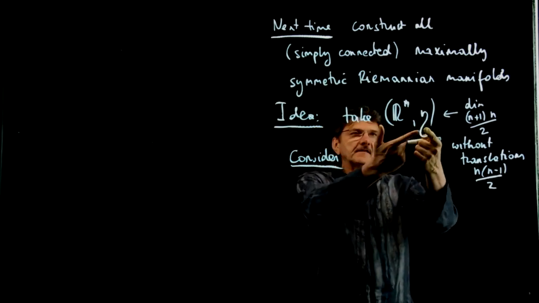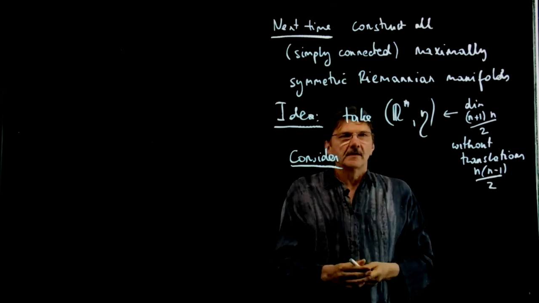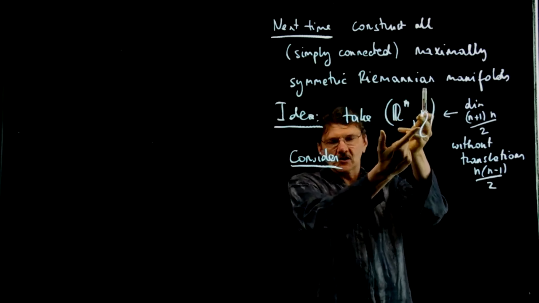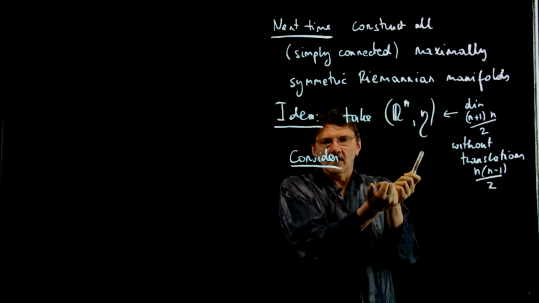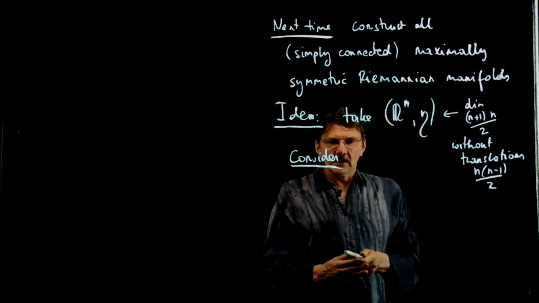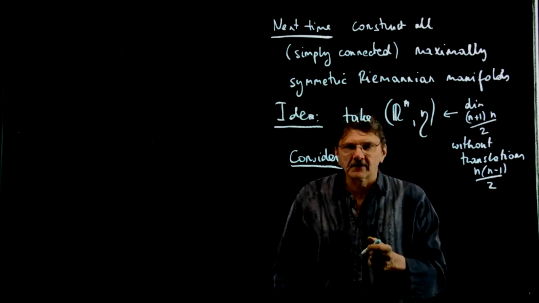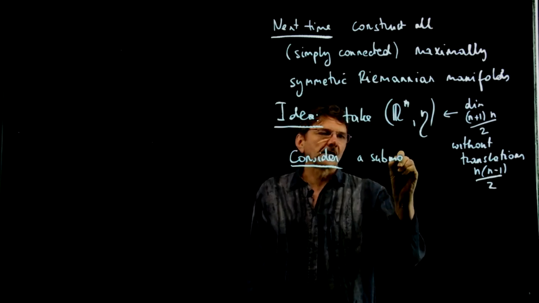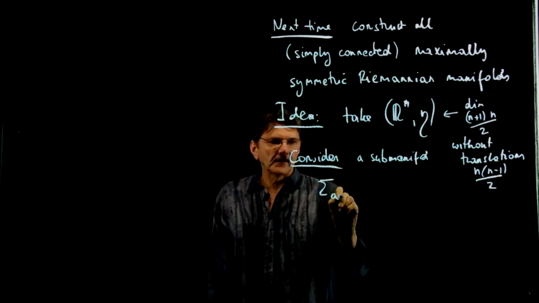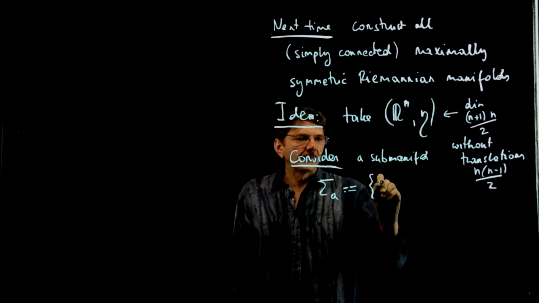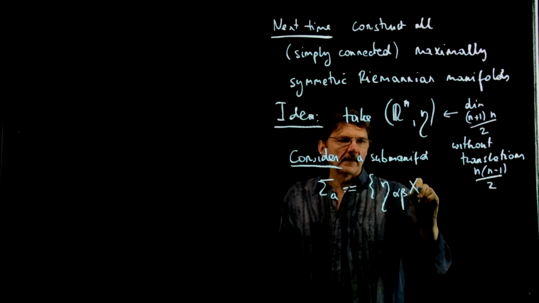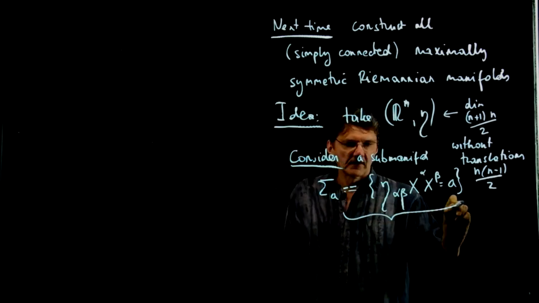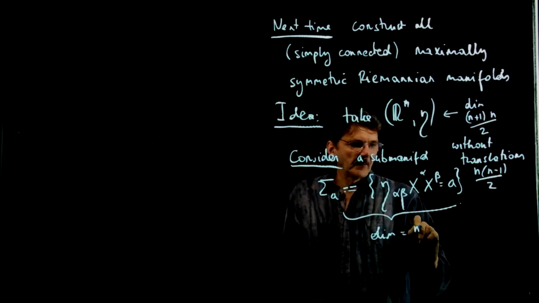So if eta has Lorentzian signature, that would be the Lorentz group. The Lorentz group is six dimensional, and in four dimensions, that's exactly the dimension you need for a three dimensional maximally symmetric Riemannian manifold, right? So we consider a sub-manifold, a hypersurface, say Sigma_A, which is going to be the set of points satisfying eta_{alpha beta} x^alpha x^beta = A. So this has dimension n minus 1.